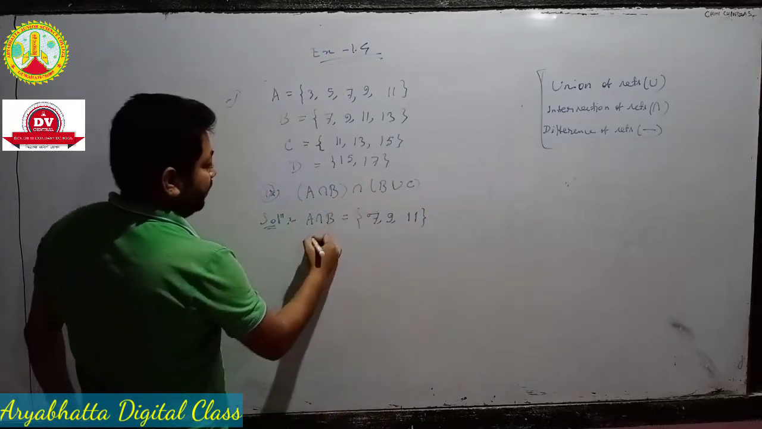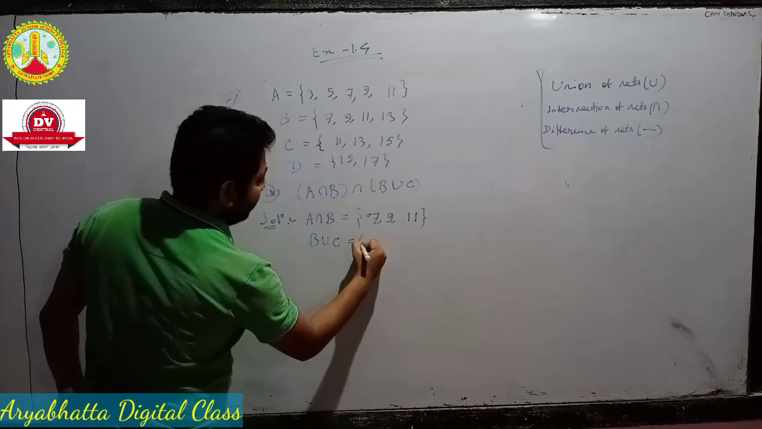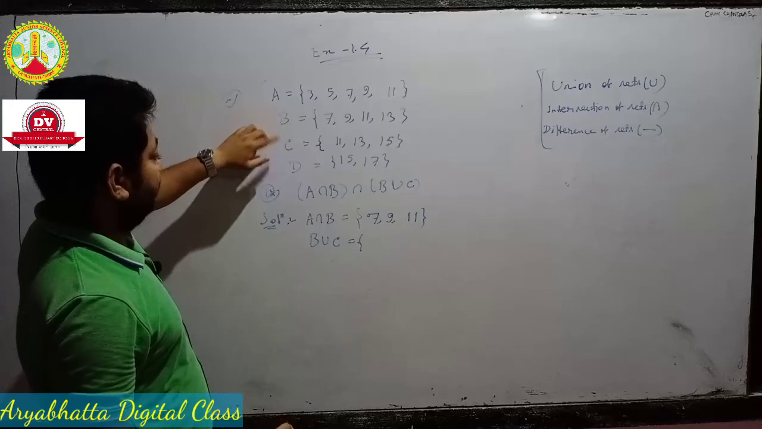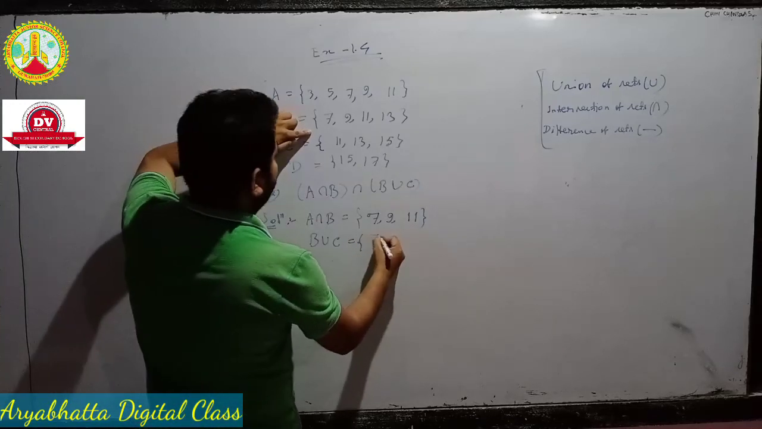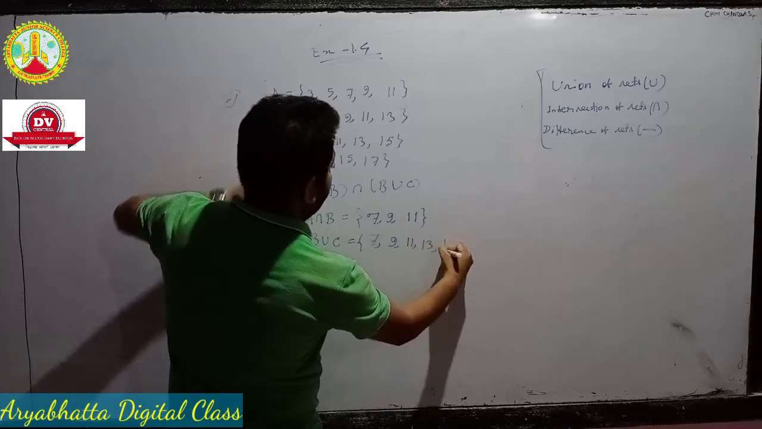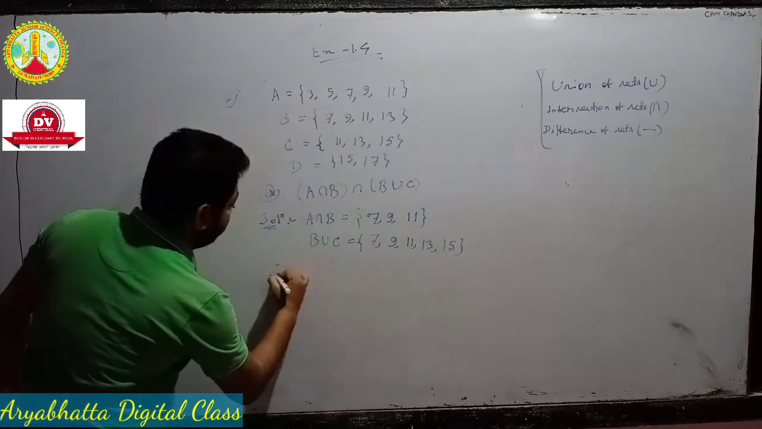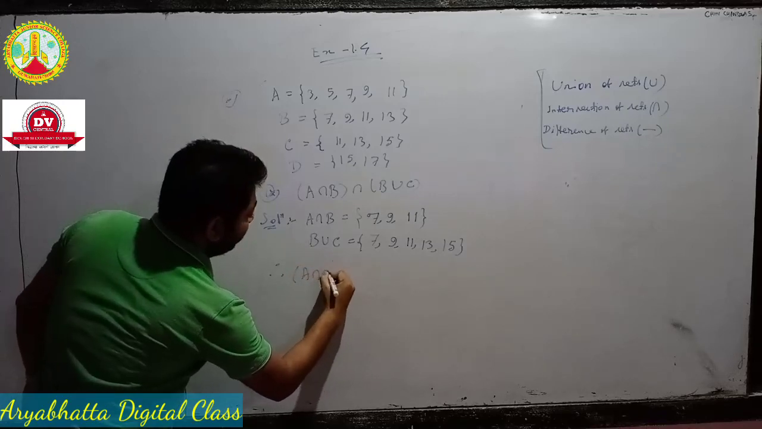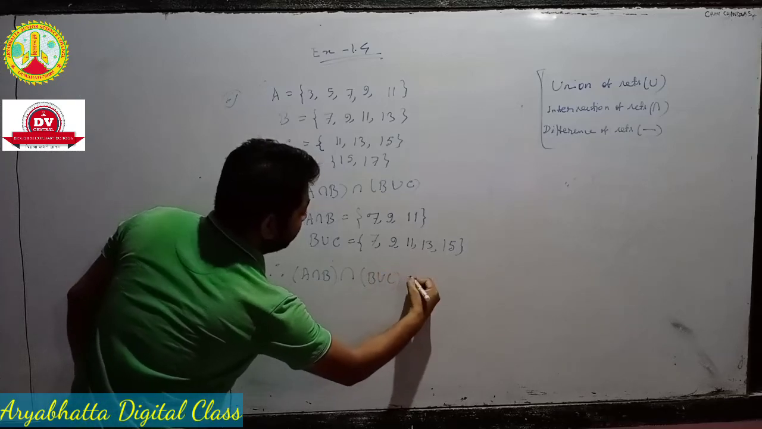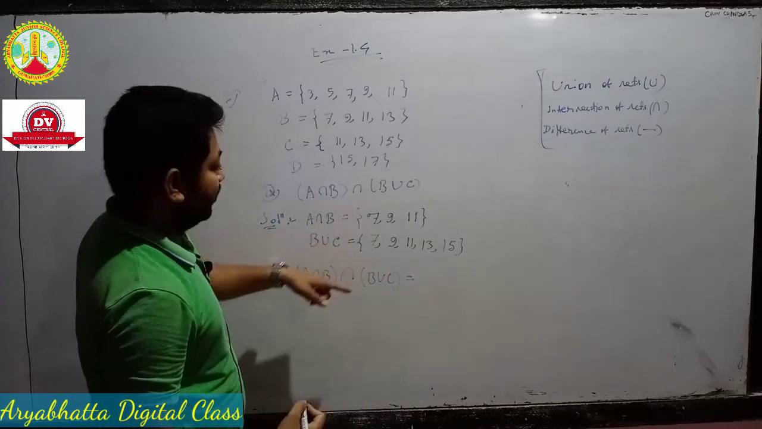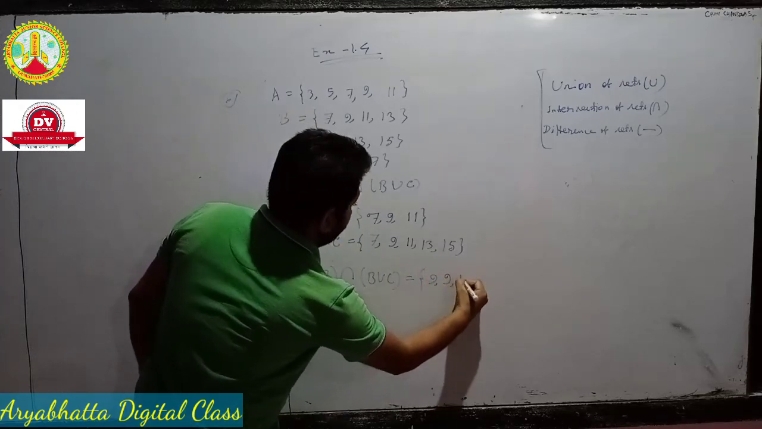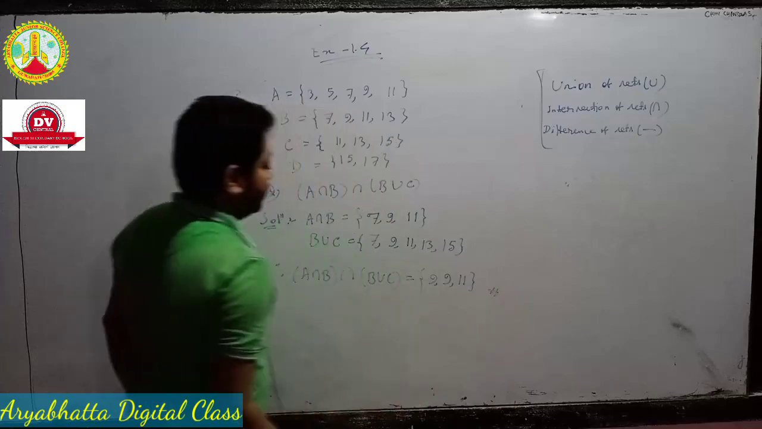Next, we will find B union C. We know that B union C is the set of all elements of the sets B and C. Therefore, the elements are 7, 9, 11, 13, 15. Therefore, A intersection B intersection B union C, we have the common elements 7, 9 and 11. This is the required answer.